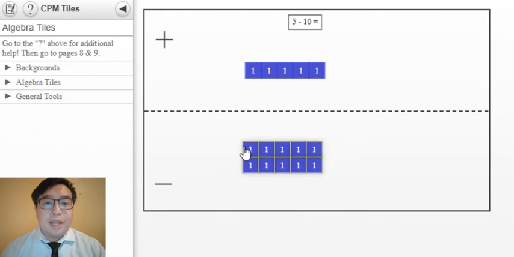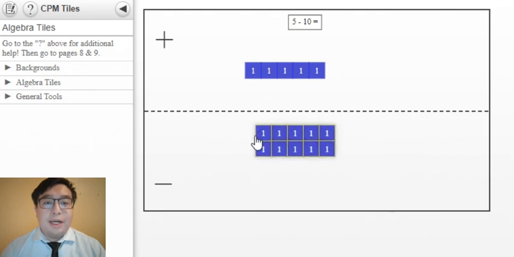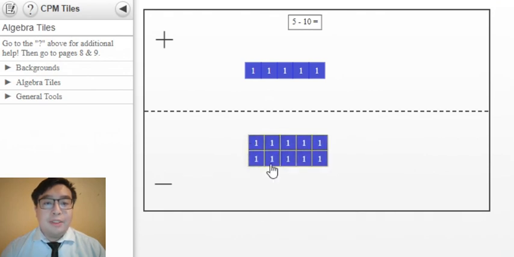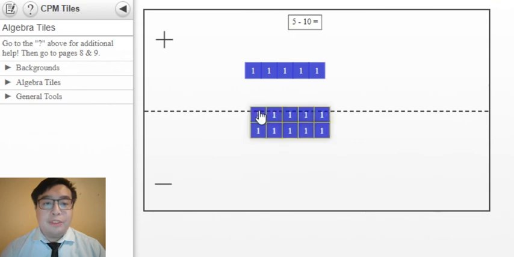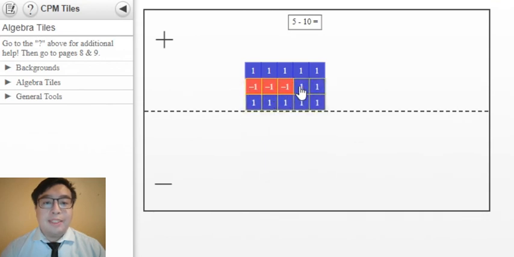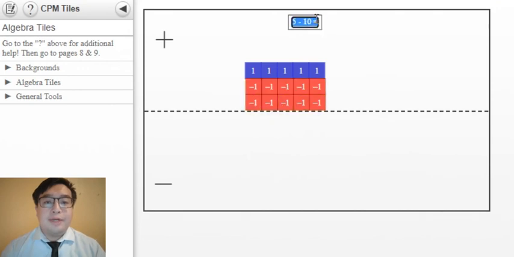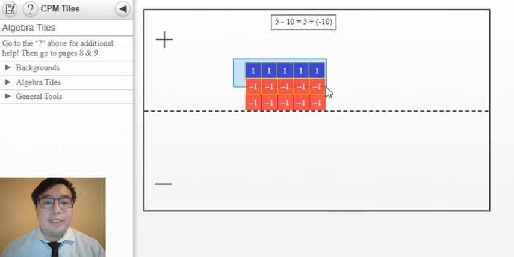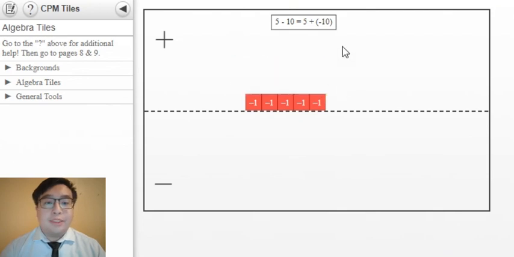So here, I know that I want to get rid of 10 of these blue tiles. So another way of thinking about it would be to introduce 10 of these negatives. So I can take those 5 and introduce 10 of those negatives. I know that these are going to cancel out, and I'll be left with the answer of negative 5. Let's go over our last example.